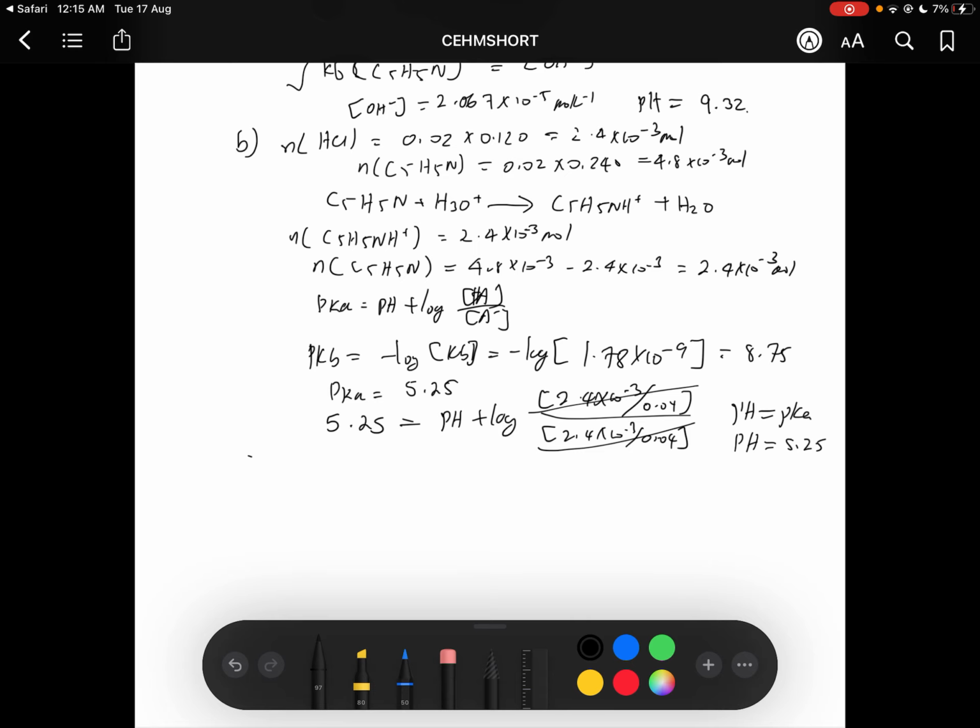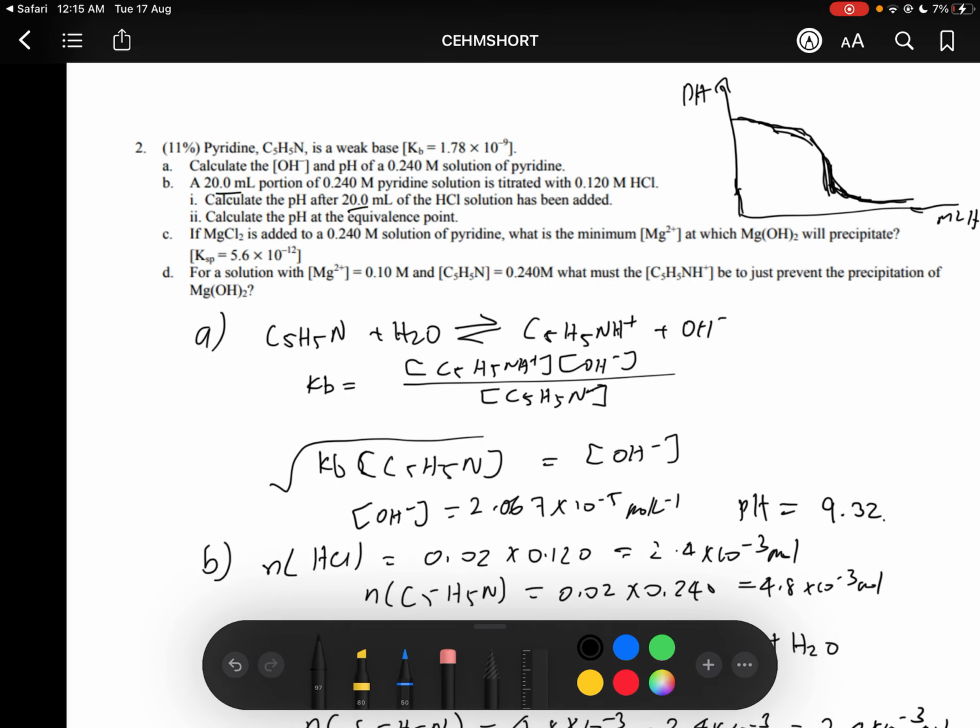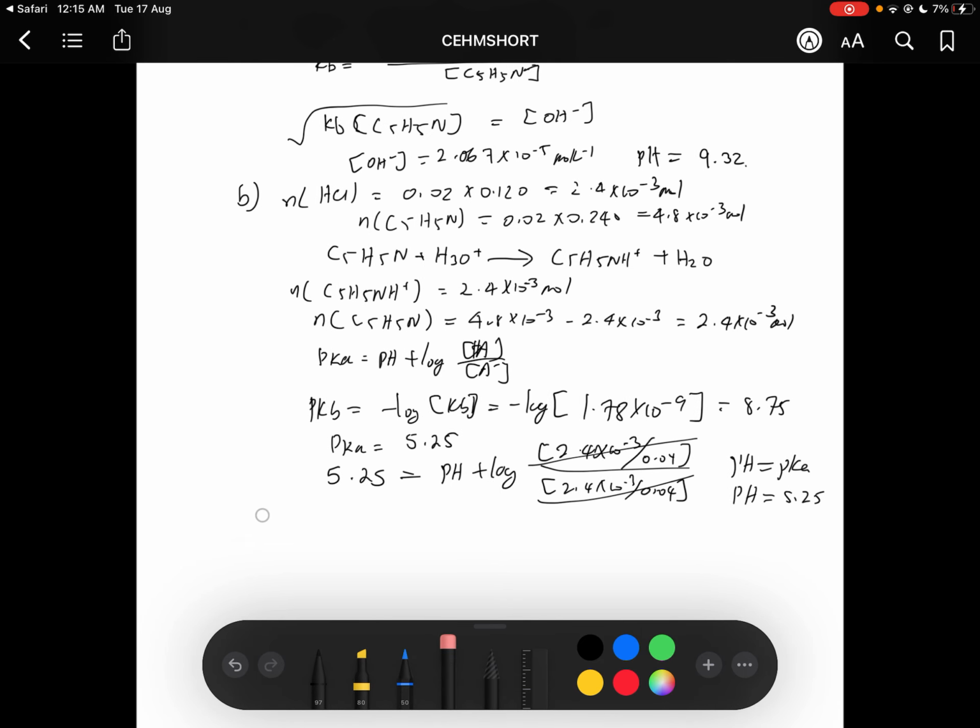Alright, so now we look at question C. Question C is talking about, question BI, sorry. BI first, so BII. Calculate the pH at equivalence point. Okay, so at equivalence point, there's only going to be the conjugate acid present, since all of the conjugate base has already reacted with the excess acid. So therefore, we're going to have C5H5NH+. That is going to react with some water to give us C5H5N as well as some hydronium ions. Therefore, the solution will be acidic at the equivalence point.